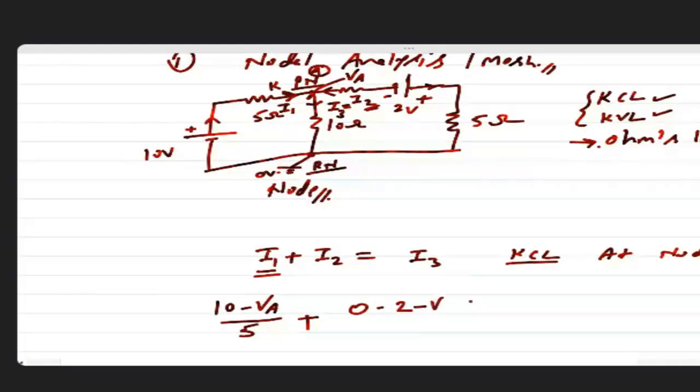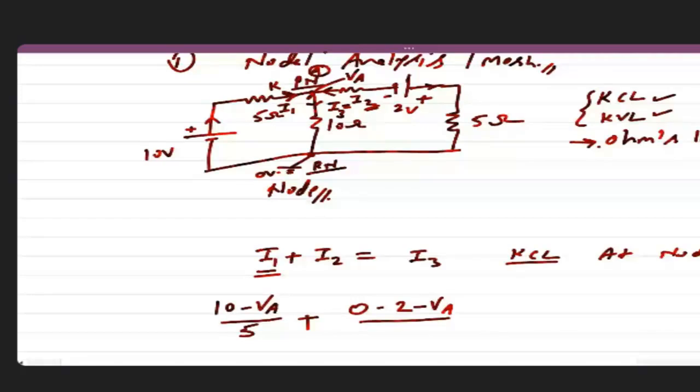Then minus VA upon what is the resistance? What is the value of resistance? This resistance is, let's say, 2 ohm. Similarly, this is equal to I3. This is your I3. So this is VA minus 0 upon 10.